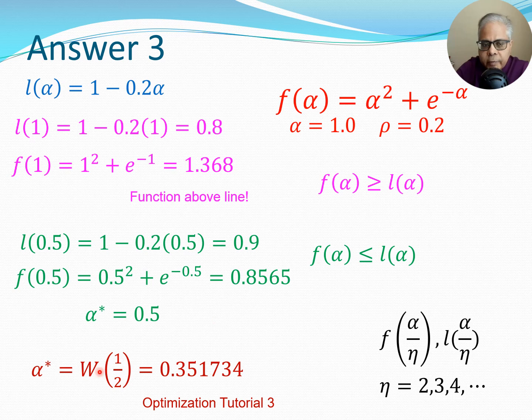We of course know that the actual minimum of this function is given as 0.351734, which is also related to the Lambert W function value at half, which I have derived in optimization tutorial 3. So if you want to get this kind of value, you have to look at some of the methods we discussed in our previous tutorials, that is the golden section method, the quadratic method, the bisection method, and so on.